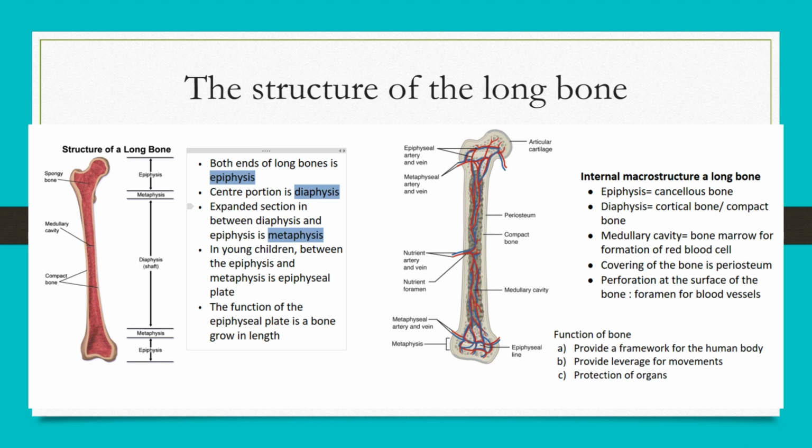The medullary cavity contains bone marrow for the formation of red blood cells. Then you can see that blood vessels surround the long bone. The function of the bone is to provide a framework for the human body, and it also provides protection for our organs.